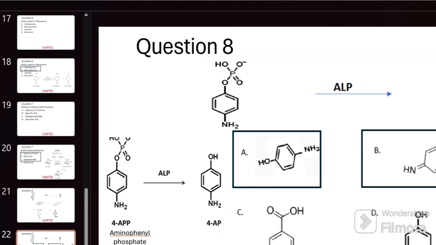When we have aminophenyl phosphate reacting in the presence of alkaline phosphatase, we get aminophenol, and then aminophenol undergoes some reaction, and then you get quinone imine. This has been discussed in the lecture. It's not there in the lecture slide, but it is there in the lecture. So I would request you to go through the lectures and look at it, because that might be important for your exam. That might be a decider in your performance in your exam. So please go through it.